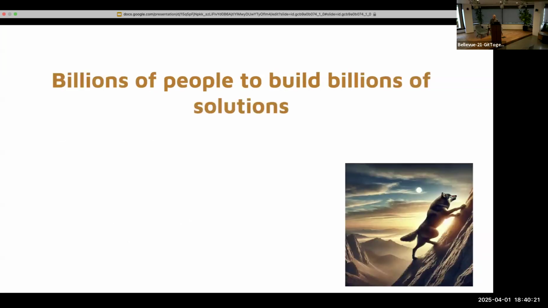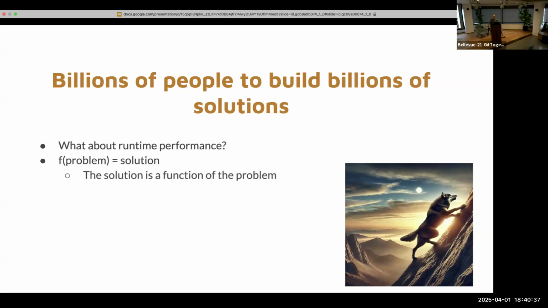All right, so how are we going to build billions of solutions and let billions of people build them? The first challenge is always runtime performance. It's going to be slow, right? But I will ask you to think about this differently. The solution is a function of the problem. So if we know the problem, we can come up with solutions, and we're going to look for something where runtime performance isn't important.